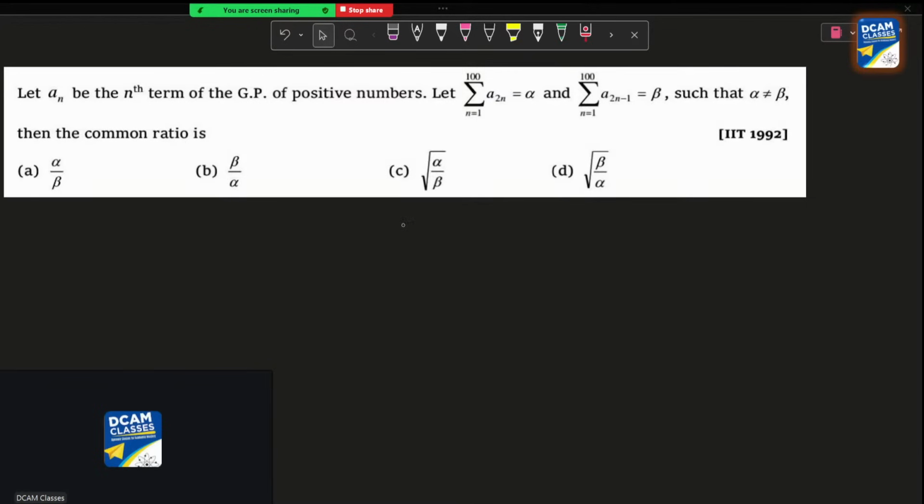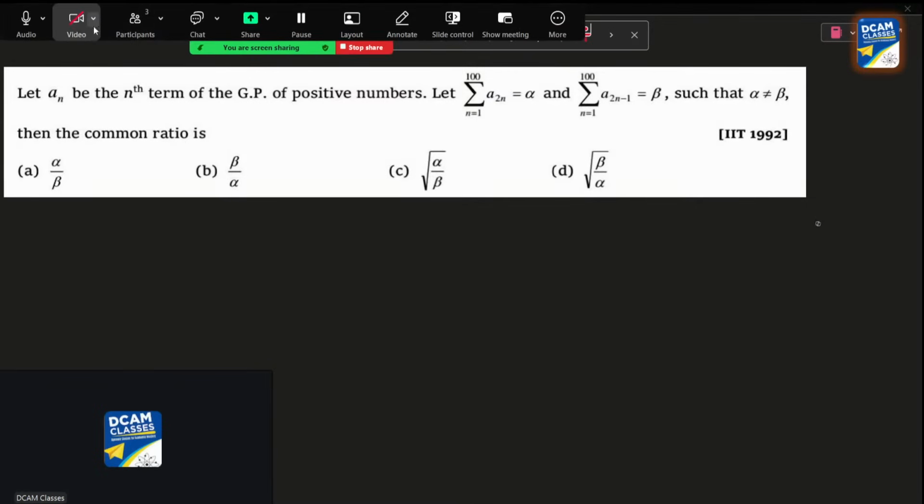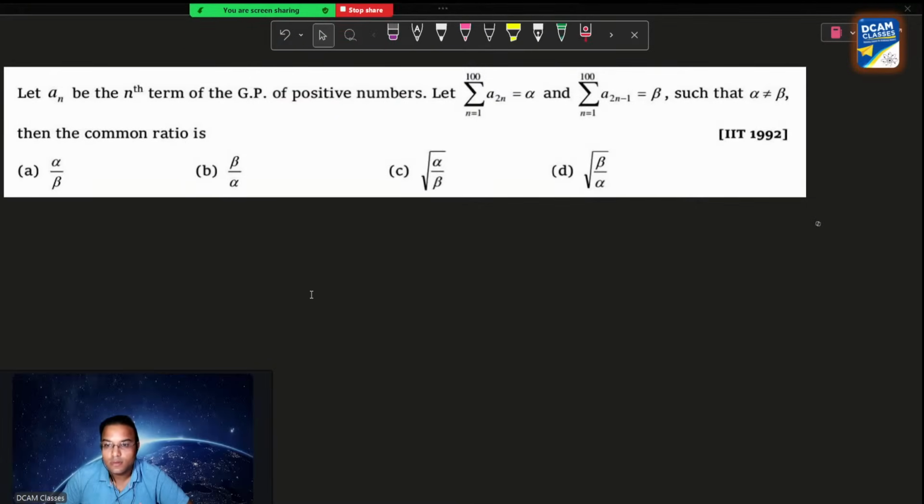You try it at home if you're getting the idea. So will it be alpha by beta? Alpha by beta. Correct.